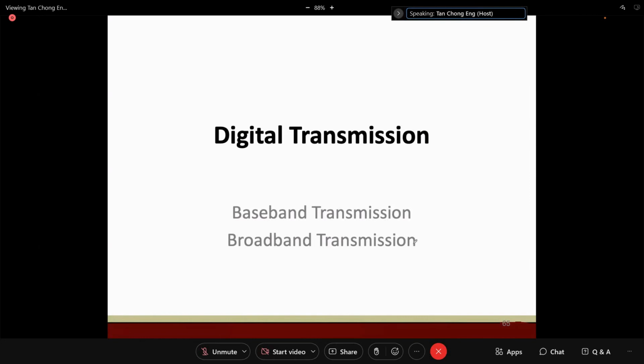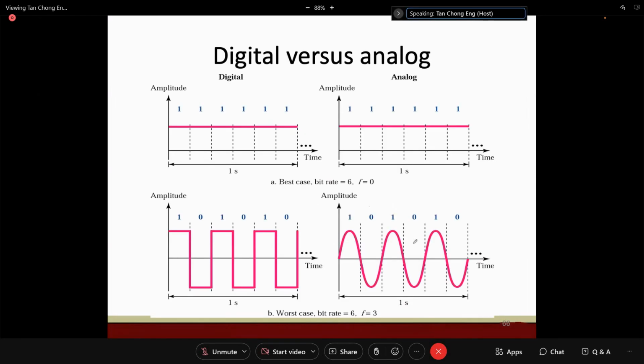And then if you want to send them out into the network, get out from your computer or your laptop, entering the network, the type of transmission that you should use is actually broadband transmission. So that is the difference here. This is just like the differences between digital and analog signals. But let's look at the real thing.